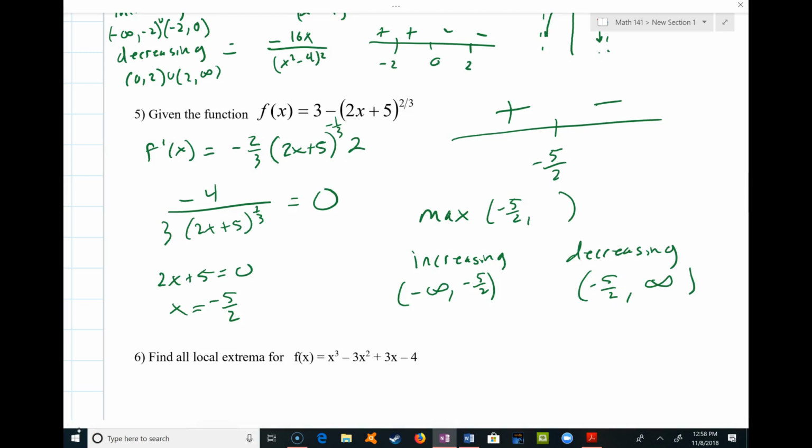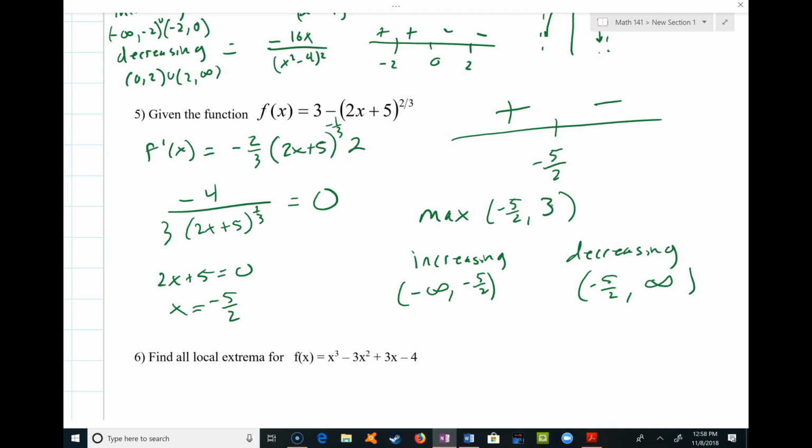If we plug negative 5 halves back into the original equation, we get 3 minus 0, because that's 0 there, right? So that would just be 3. So I have a max at (negative 5 halves, 3), and it's increasing up to that point and decreasing after that.